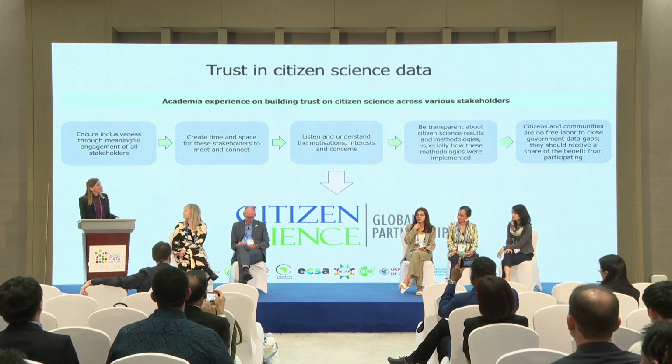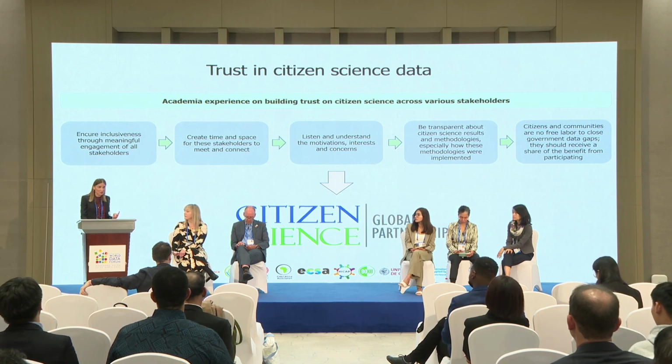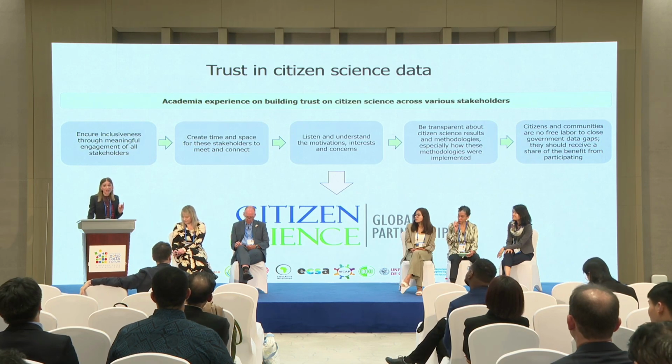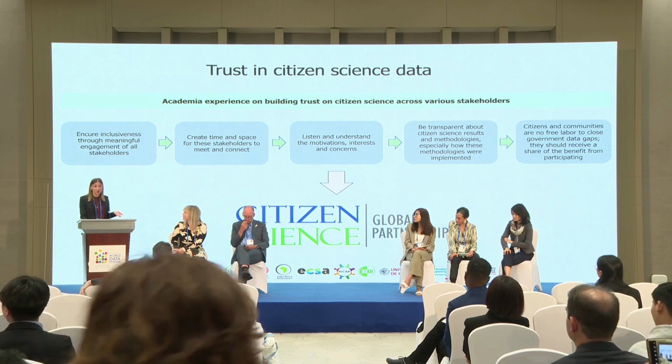And what is really important is being transparent about citizen science results and methodologies, and especially how these methodologies are implemented on the ground by these citizen science networks. So we're not trying to oversell citizen science. It will have a lot of issues, it will have limitations, but we really need to be open and transparent about these limitations so that we can address them in the future.